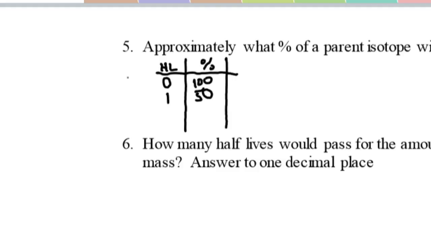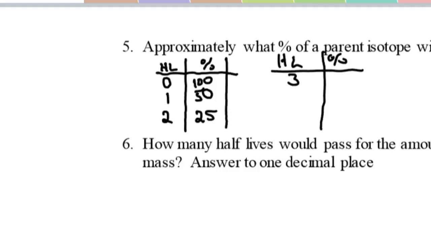Then another half-life passes, and you should have another half. So don't take 50% away. It's not minus 50% life, it's half-life. So 2 half-lives. I'll continue the chart over here. Half-life and percent. I have 3 half-lives, it's 12.5, and then I have 4 half-lives, and it's 6.25.